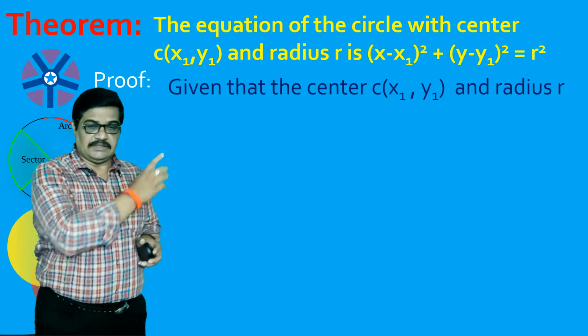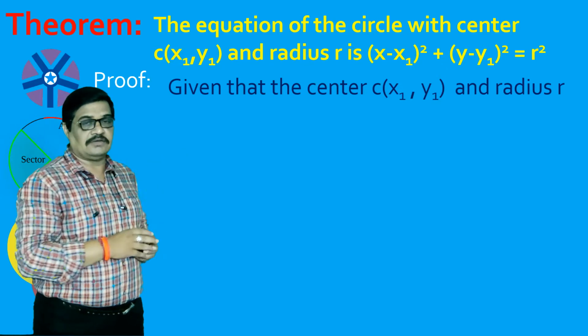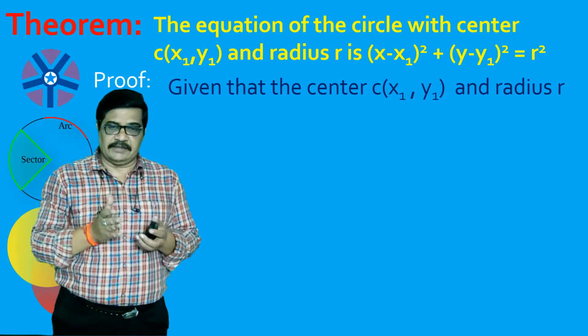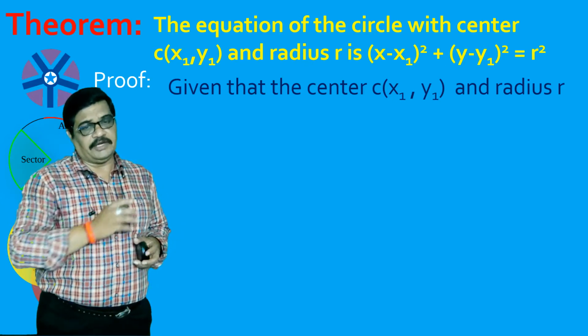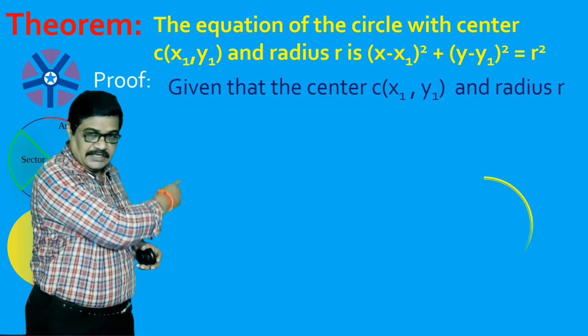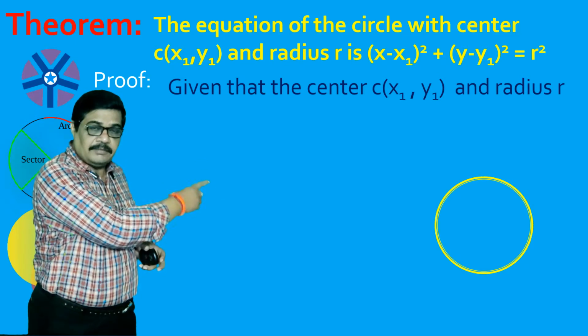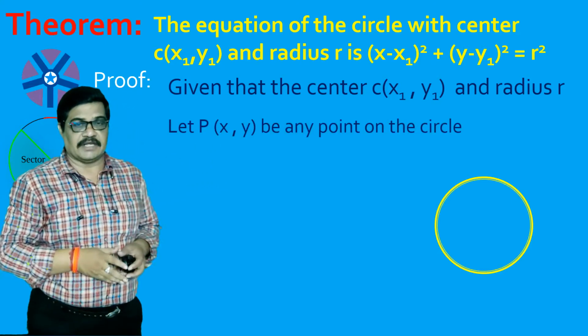So given that the center is (x1, y1) and the radius is r, now we have to find the circle equation. Let us take any point P on the circle. See, our circle is this one. Let P(x, y) be a point on the circle.